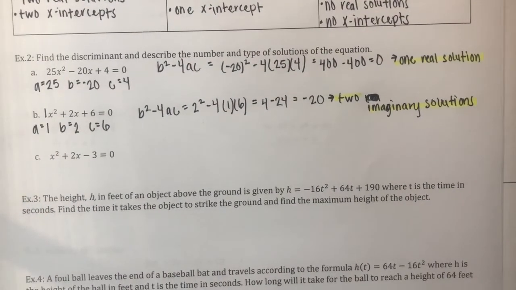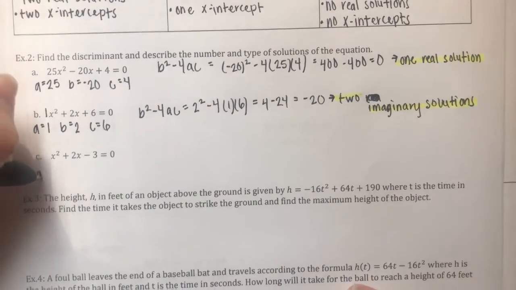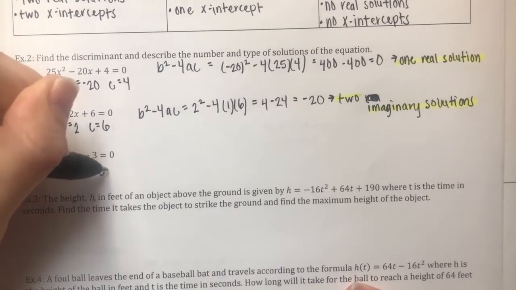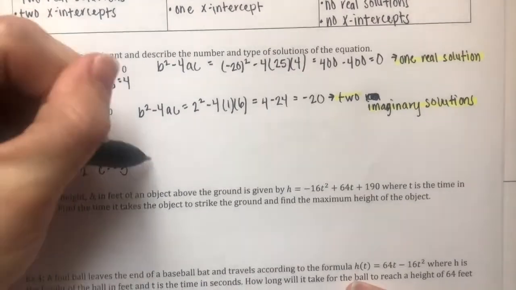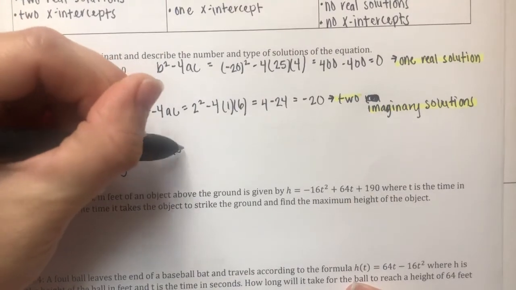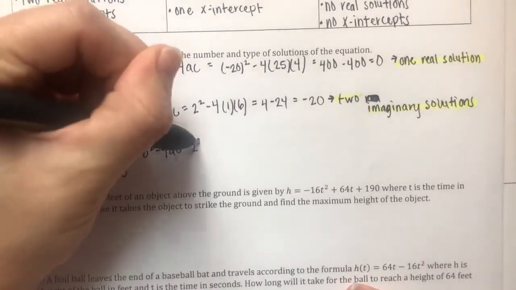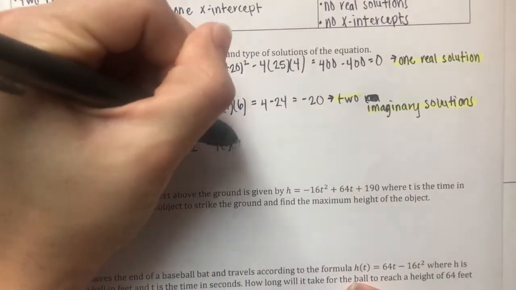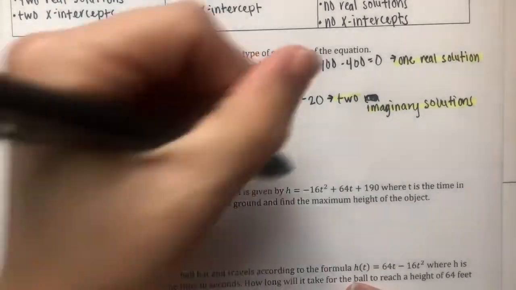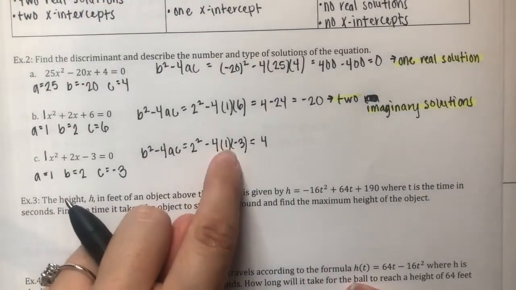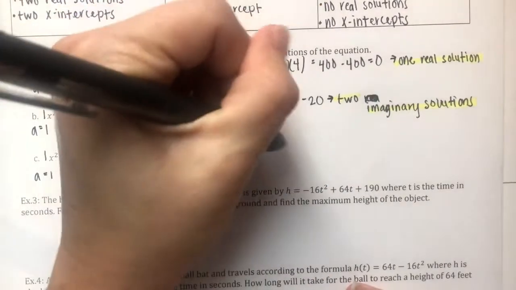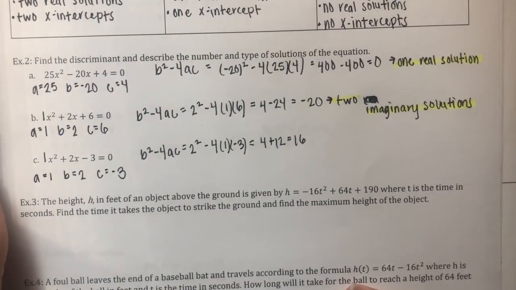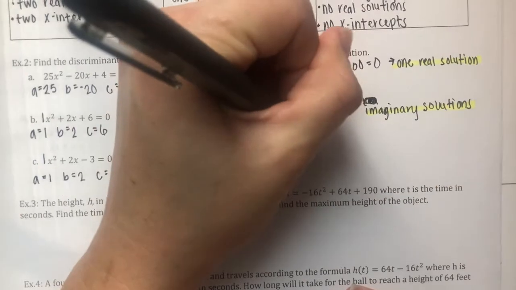And then for C, x squared plus 2x minus 3. So we have to find A, which is the coefficient of x squared, that's 1. B is the coefficient of x, which is 2. And then C is the constant, so negative 3. So b squared minus 4ac. B squared is 2 squared minus 4 times 1 times negative 3. 2 squared is 4 minus 4 times 1 times negative 3, so that's minus negative 12, so plus 12, which is 16. So since we have a positive discriminant, or a discriminant that's greater than 0, we have two real solutions.